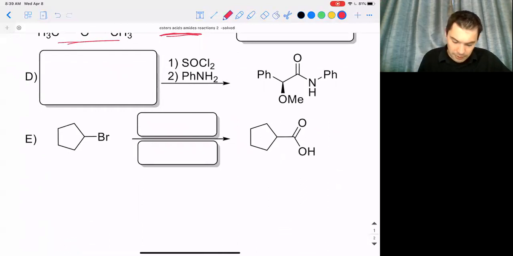This one looks like we have to fill in the starting materials, and often these are a little bit more challenging, and the reason for that is because we kind of have to think backwards. And so we have to identify what SOCl2 does, and so it makes acid chlorides. So that means whatever our starting material is must be an acid of some kind. That way we could make the acid chloride from that acid.